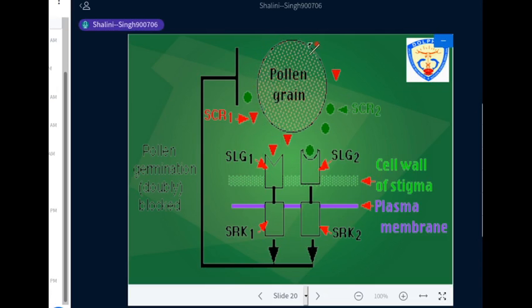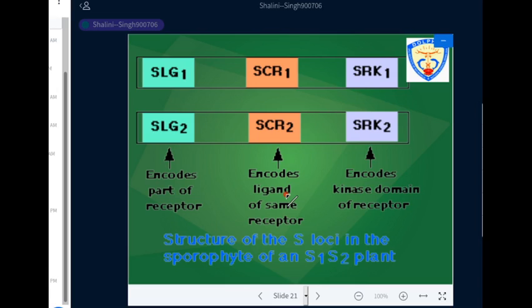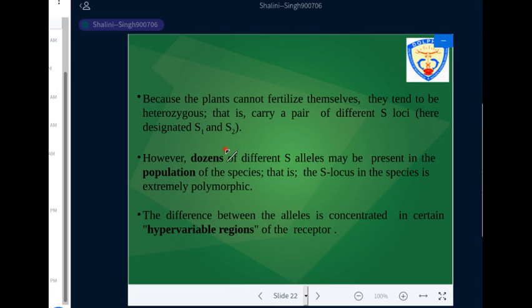So this is the pollen grain, and it is having SCR1, SCR2. This is cell wall of stigma, which is having this SLG. This is plasma membrane, which is holding this SRK. So this SLG encodes part of the receptor, SCR encodes the ligand of the same receptor, and this SRK encodes the kinase domain of the receptor. So this is the structure of the S loci in the sporophyte of an S1, S2 plant.